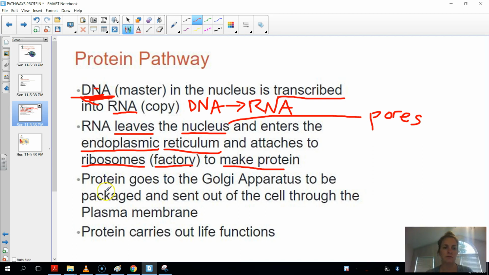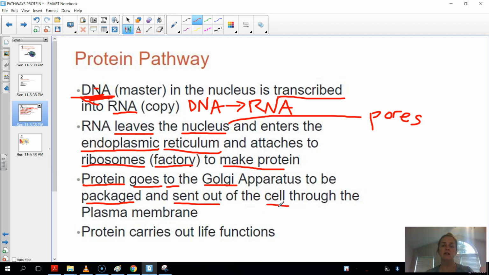Then, where does it go? Well, the protein's not packaged correctly yet. So then, it actually travels from the ER to the packaging organelle. And if you remember, the packaging organelle is this one. That's the Golgi. So it will actually go to the Golgi. You can just put Golgi for short, okay? And there it is packaged, okay? And then it's sent out of the cell.